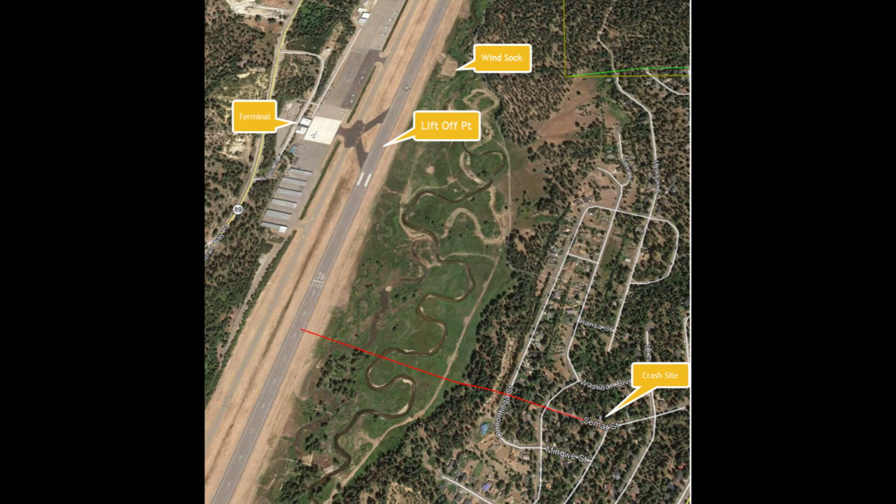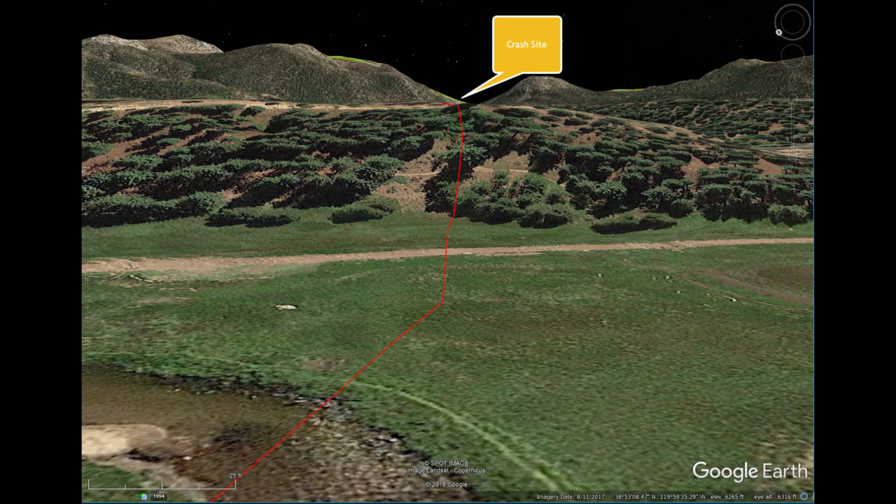This is a view of the airport generated on Google Earth, and you can see where the windsock is, where the liftoff point is, where the terminal is, and where the actual crash site is. And these are all referenced in the accident report. This is a ground view near the runway looking directly at the crash site, which you can see is up on top of a little knoll.